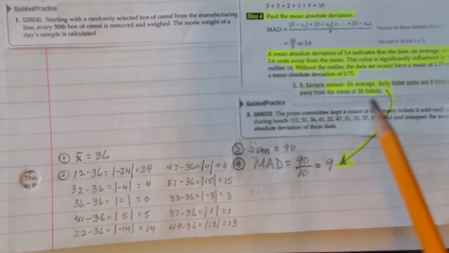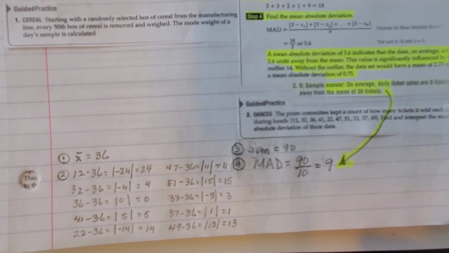So before or after that, 36 minus 9, 36 plus 9. There is your MAD. All right.